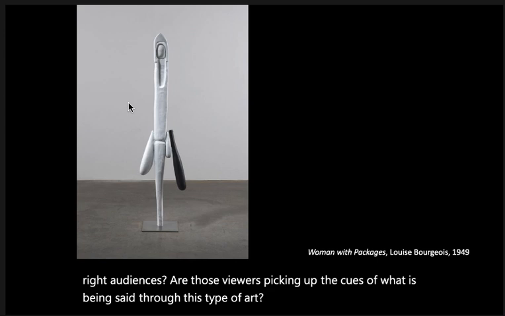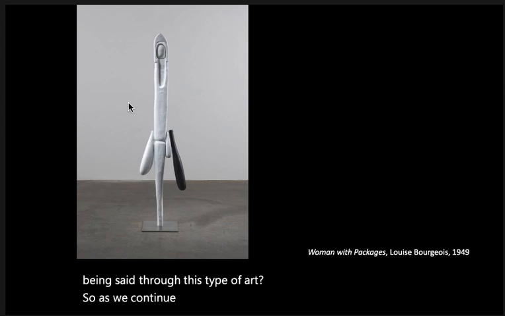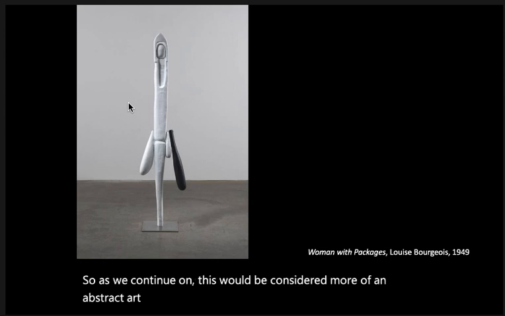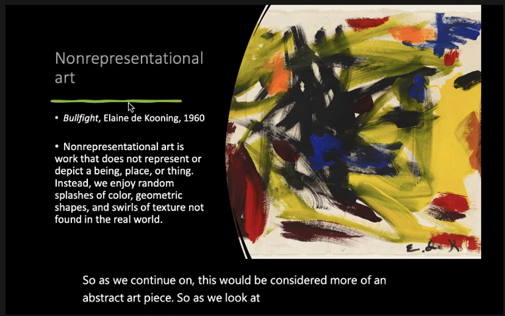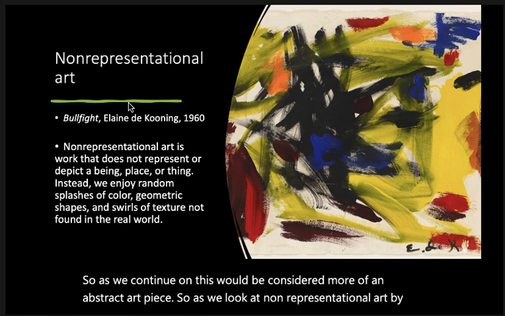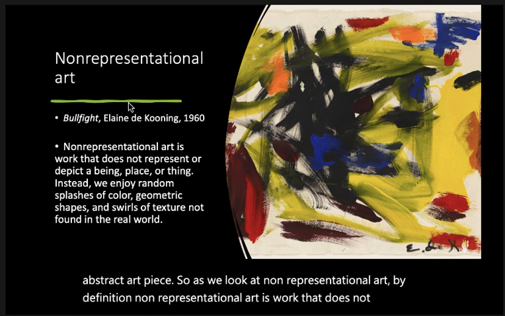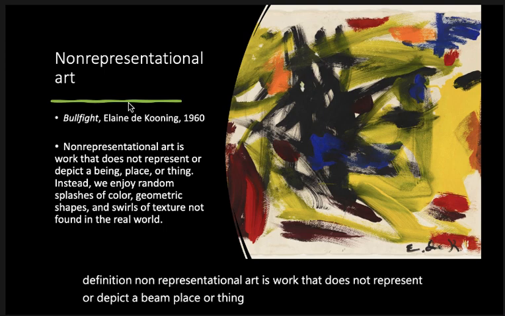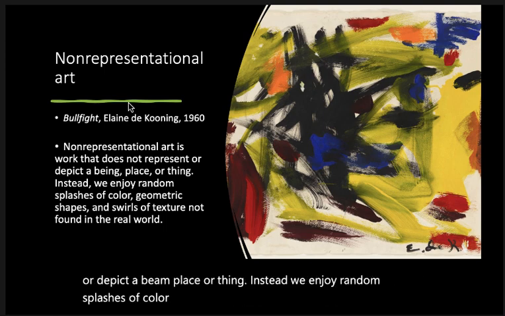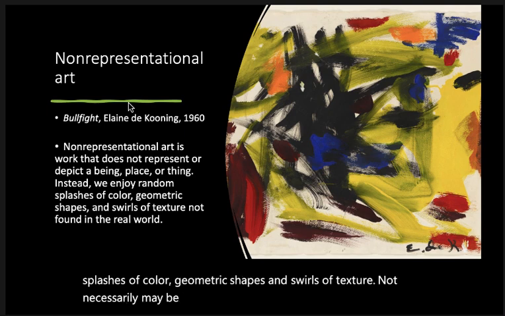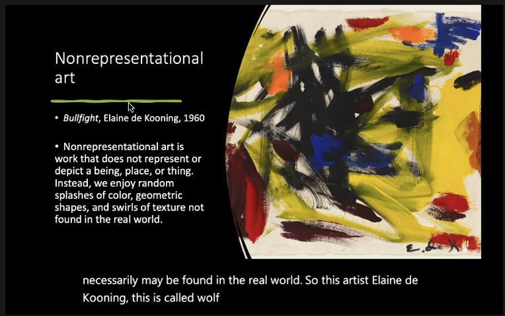So as we continue on, this would be considered more of an abstract art piece. As we look at non-representational art, by definition, non-representational art is work that does not represent or depict a being, place, or thing. Instead, we enjoy random splashes of color, geometric shapes, and swirls of texture not necessarily found in the real world. This artist, Elaine de Kooning, this is called Bullfight, is an example of non-representational art.